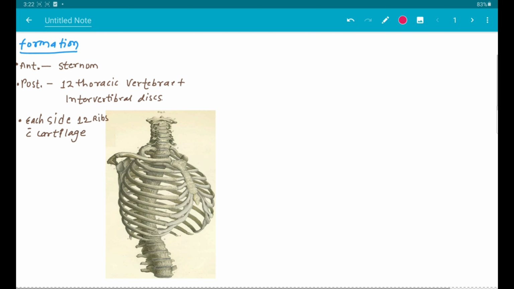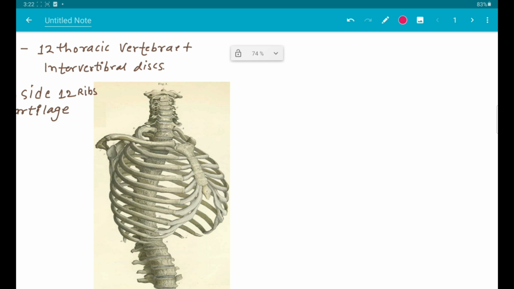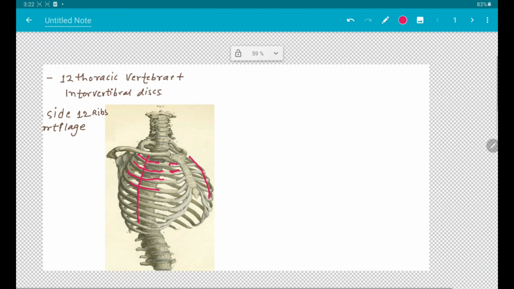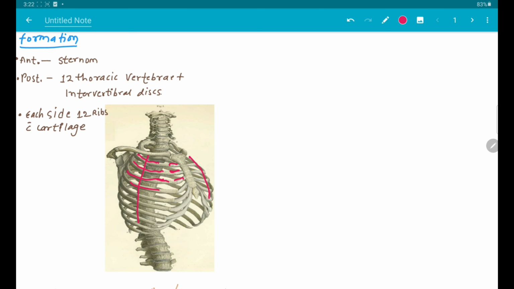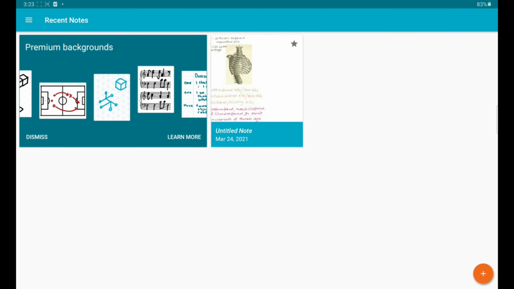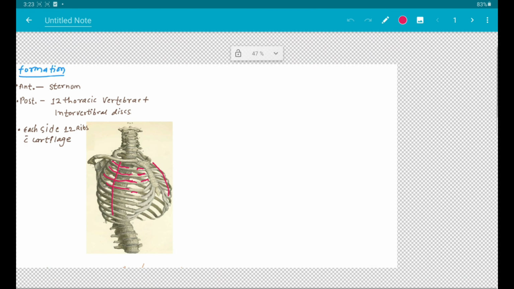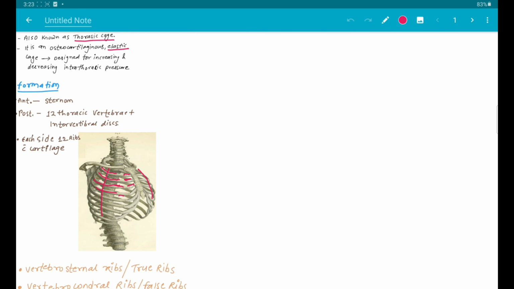On each side, 12 pairs of ribs and cartilage help to form the thoracic cage. Each side means this side and this side. You can see these ribs and this cartilage. So these cartilages and ribs help to form the lateral side, or you can say each side of the thoracic cage. So these are the formation of the thoracic cage.